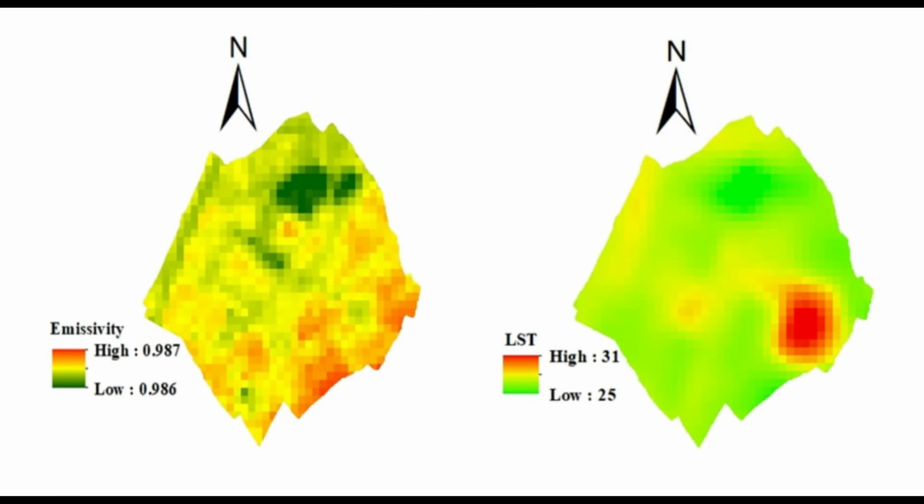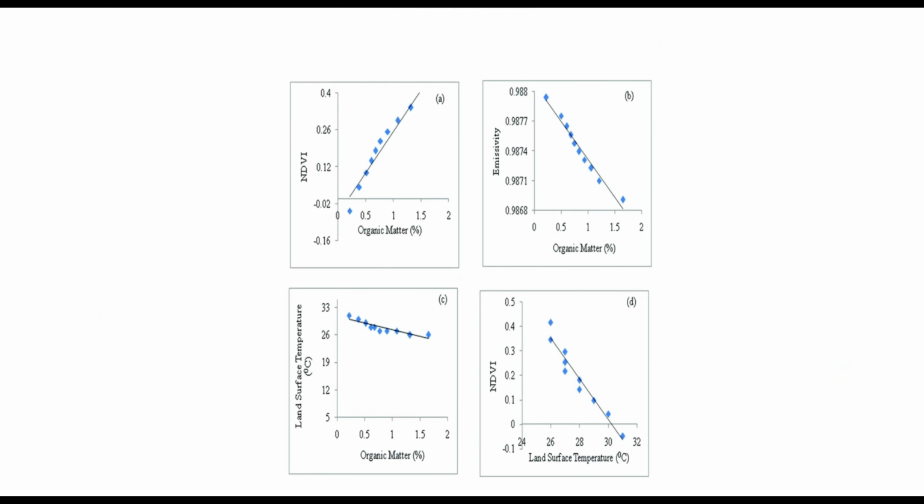This is LSE, land surface emissivity on the left, and land surface temperature on the right side. This form also has some buildings in it. That's why some area is indicated by red color, and temperature ranges from 25 to 31 degrees Celsius. These were relationships between soil organic matter content and normalized difference vegetation index.